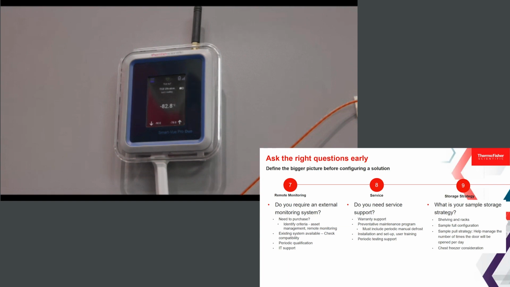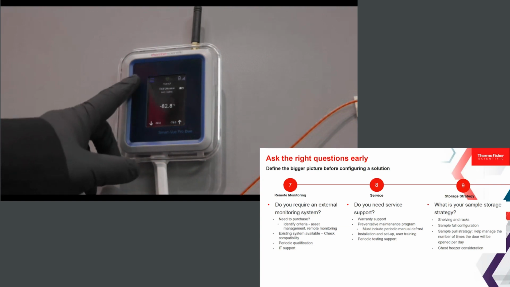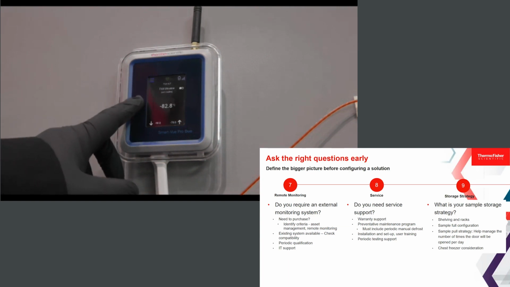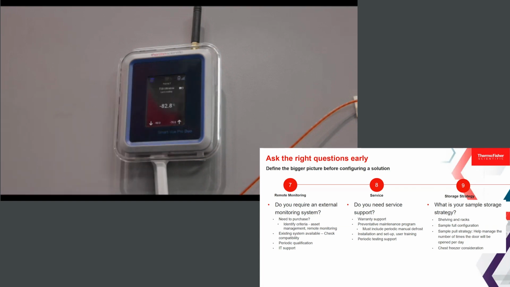So the remote monitoring is critical for you to be able to react quickly in the case of an emergency, right? So that you can actually recover your samples, get them to a safe location, and ensure that you have the integrity. I mean, think about what could be stored in a freezer. It could be your life's work, and it's really hard to replace some of those samples.